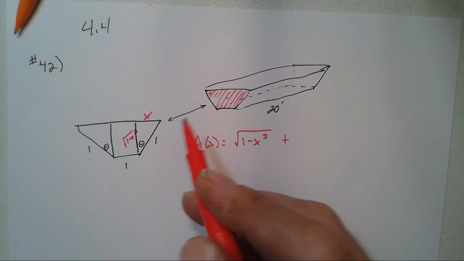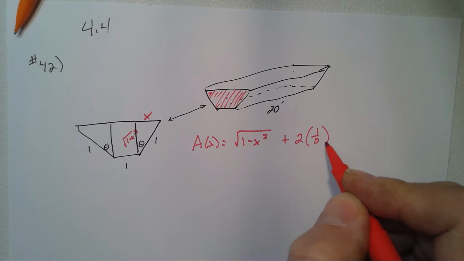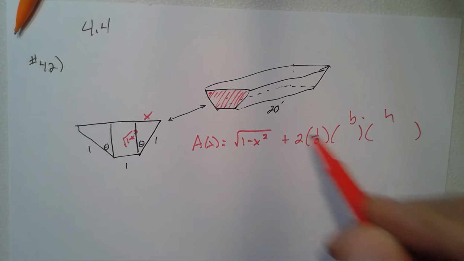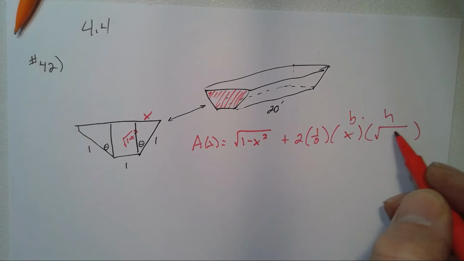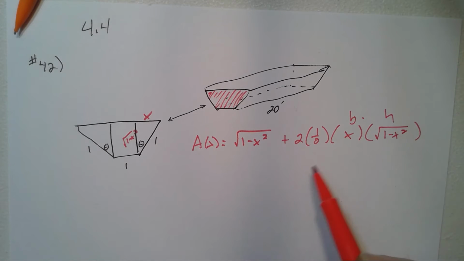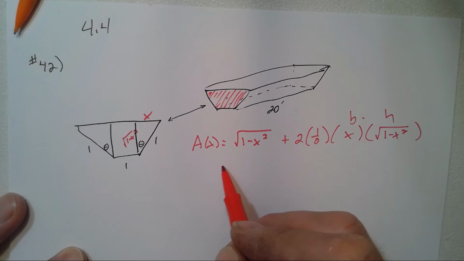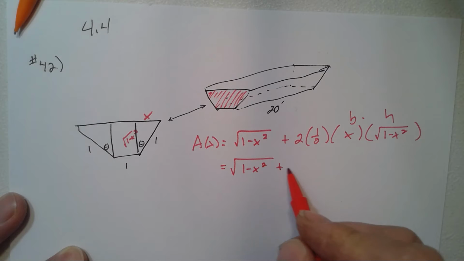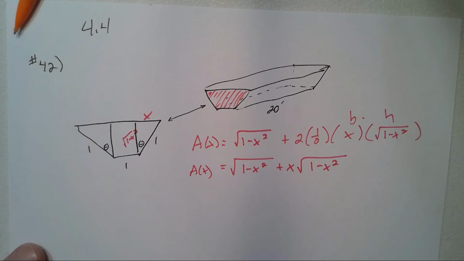plus we got two triangles, 2 times 1/2 base times height, two triangles. The base is x, the height is the square root of 1 minus x squared. So this whole equation represents the area of that whole trapezoid. Try to clean it up a little bit. There's not much to do. So we're ready to find the derivative, set it equal to 0, and solve.